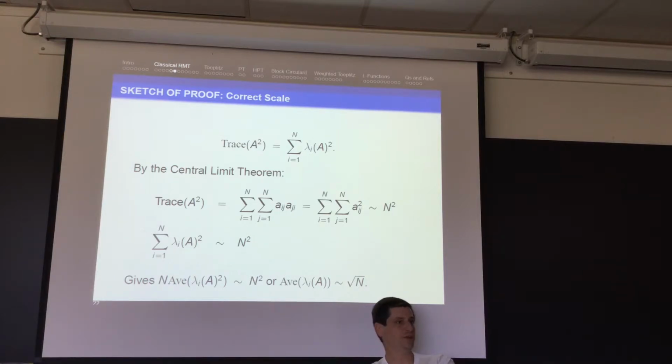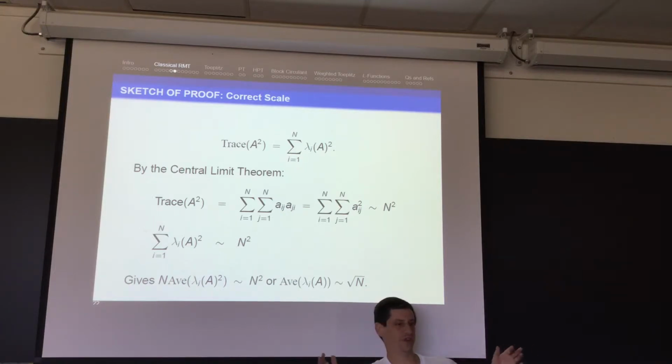So the first thing is let's find what the correct scale is. The trace of A squared is the sum of the eigenvalues squared. So by the central limit theorem, well, the trace is a_ij a_ji, and each one of these is a mean 0, variance 1 distribution. Because the mean is 0, the variance is the same as the second moment. So each one of these is roughly of size 1. I'm adding n squared of them, so I should get something of size n squared.